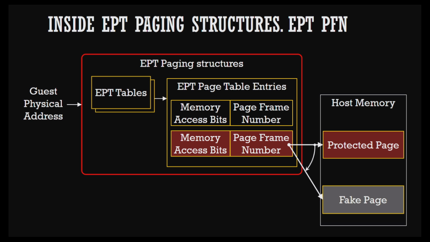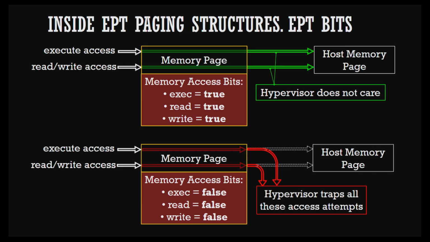So this number is linked to the corresponding host physical address. It can be used to prevent access to the protected data. We can redirect the access from the protected data to the fake one by changing the PFN value to the address of a fake page.